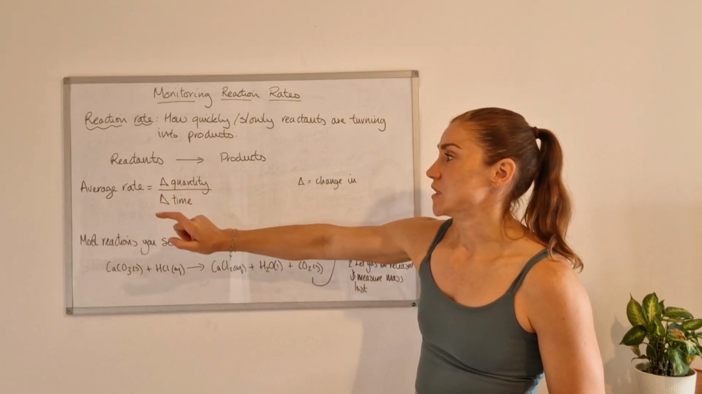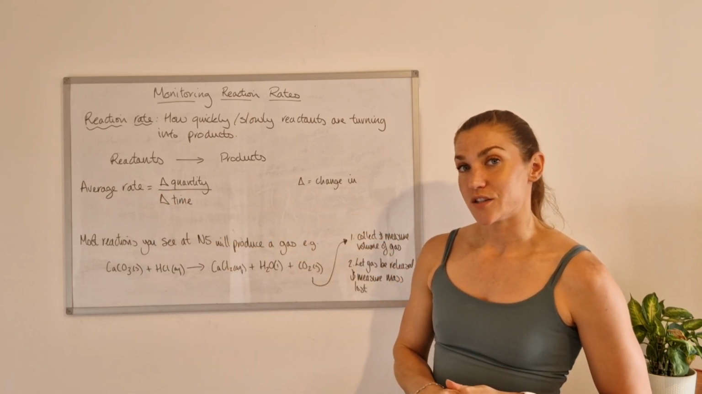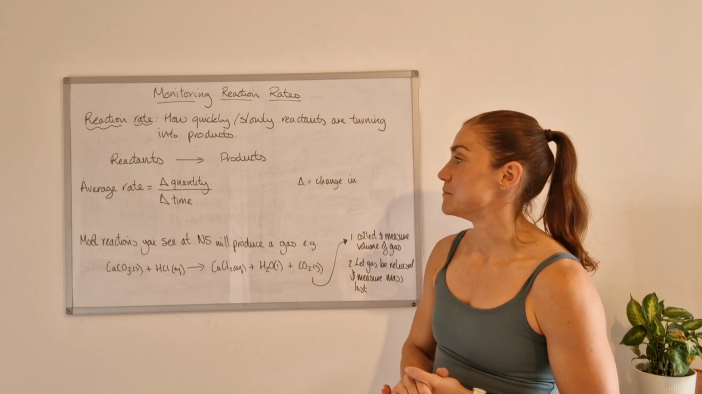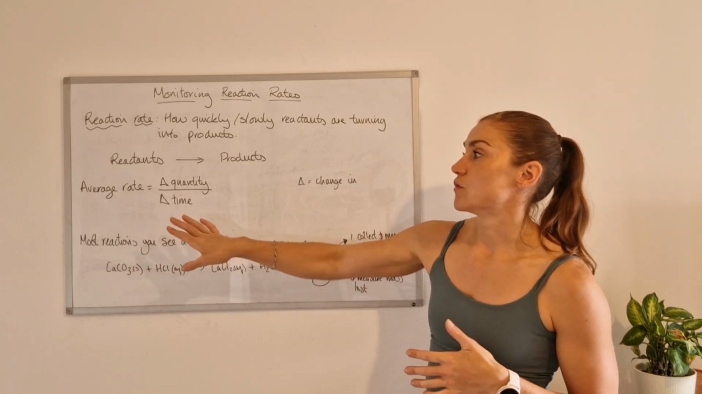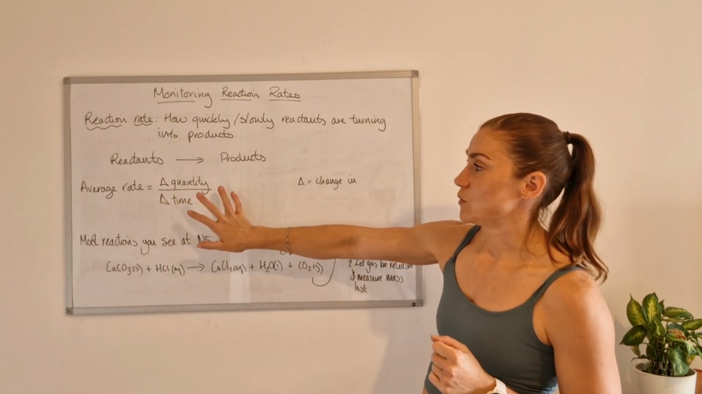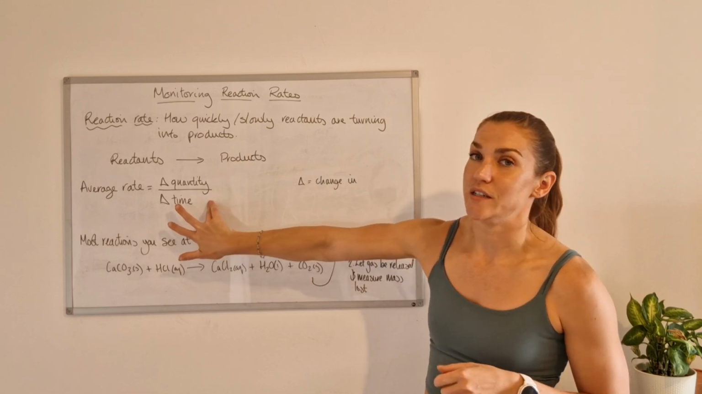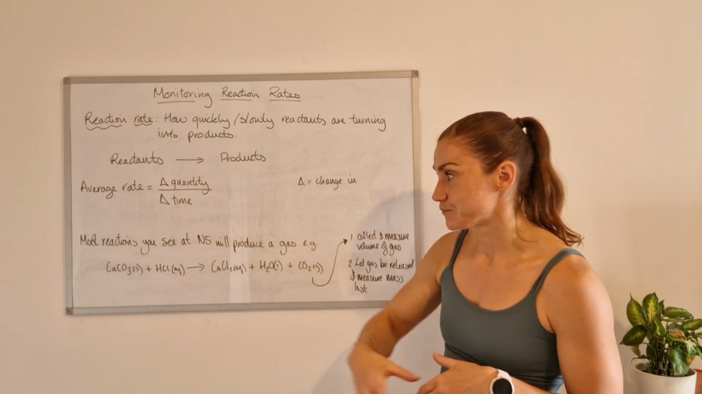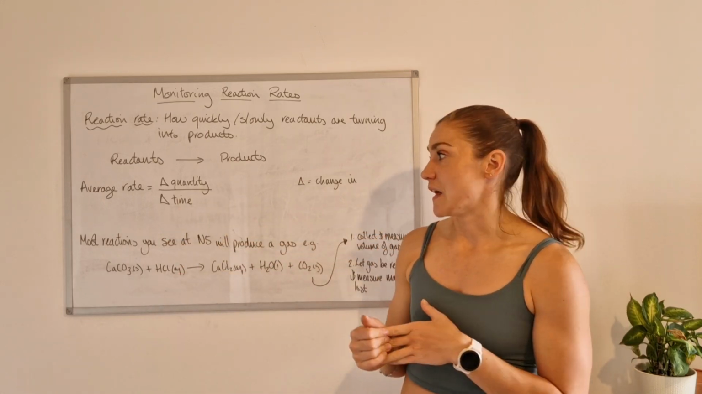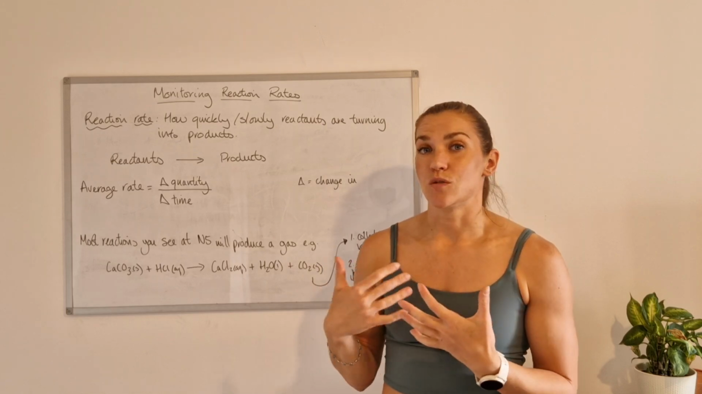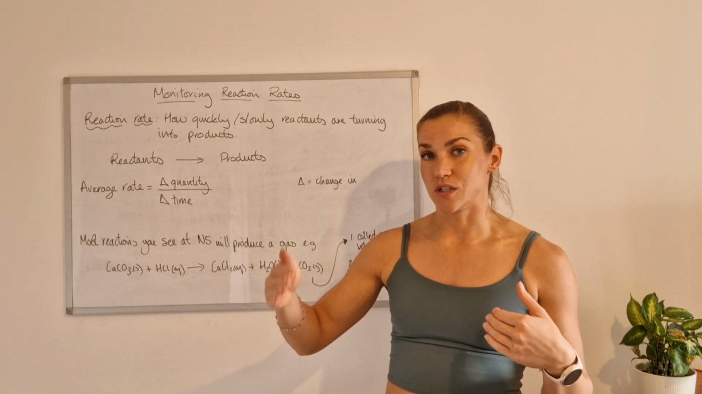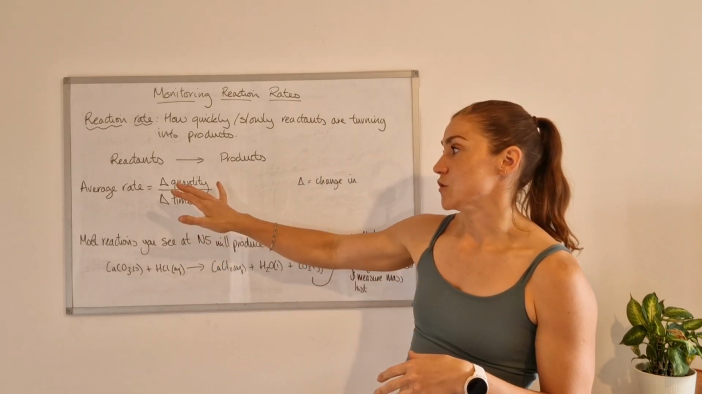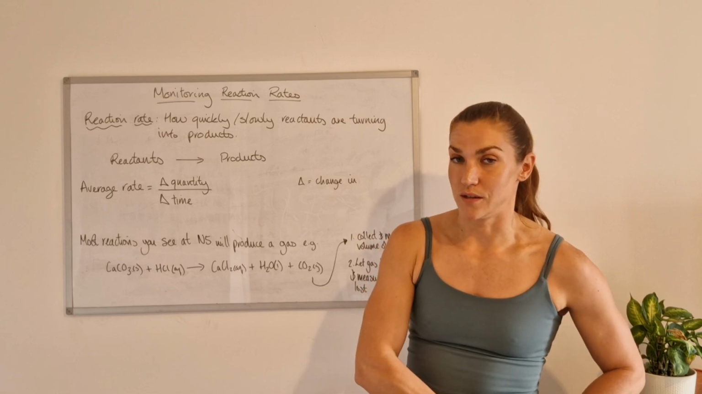This little triangle here is a Greek letter called delta, and it means change. So to calculate the average rate, we do the change in quantity divided by the change in time. This means that what we have to do is, while the reaction is running at regular time intervals, we have to measure a quantity of something.